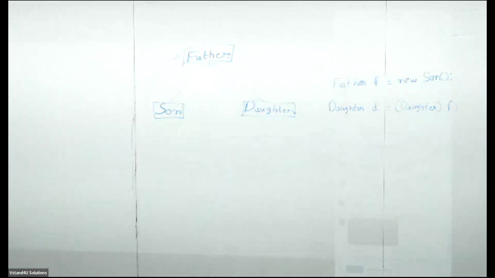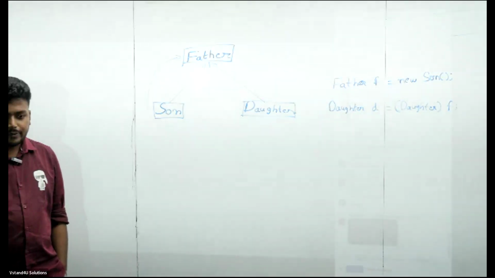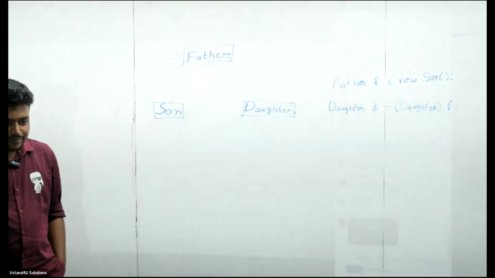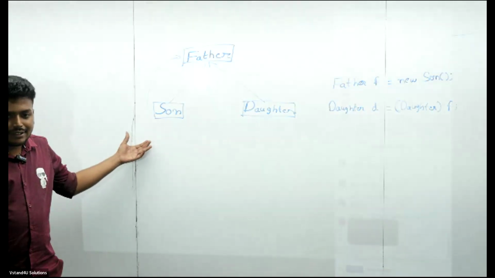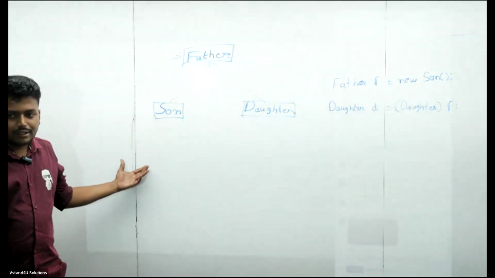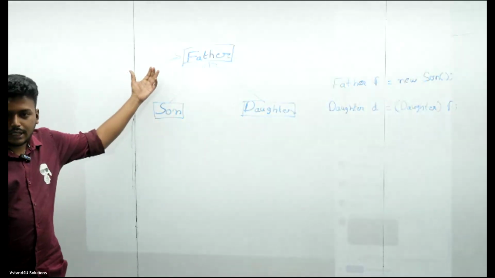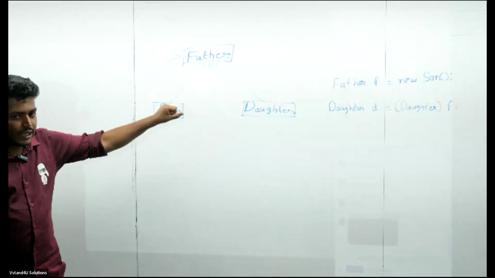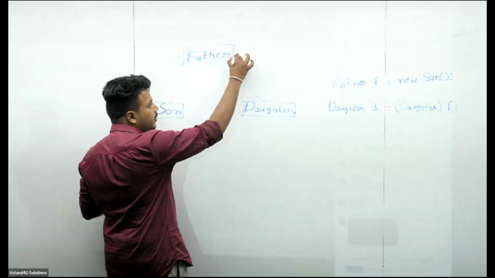If I run the code, I can access both father class and son class members, but not daughter class. What I'm doing there? I have created the subclass object of son. I'm giving the reference of the father class, the superclass, that is upcasting. While downcasting, I have downcasted to the daughter.